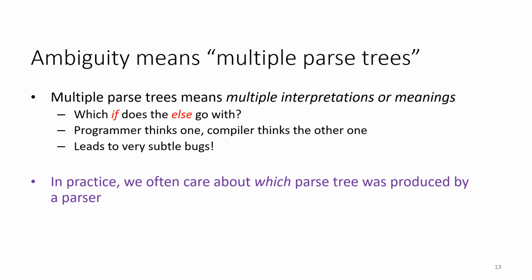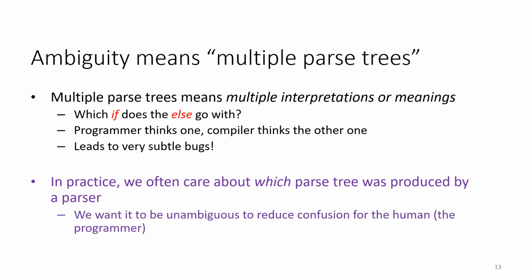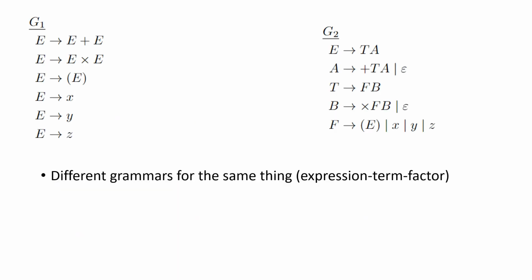That means in practice, we often care about which parse tree was produced by a parser so that we, the programmers, don't get confused about what's happening. We want it to be unambiguous to reduce confusion. It does turn out that you can have different grammars that end up producing the same set of strings, and you can write them in different ways. Sometimes it's possible to write a grammar which is ambiguous, and then to create a grammar for the same language that is not ambiguous. Let's take a look at this example.